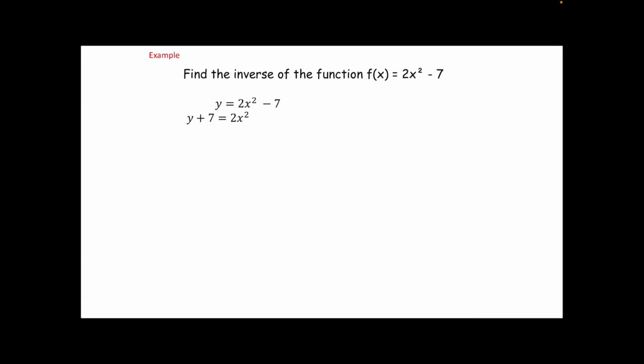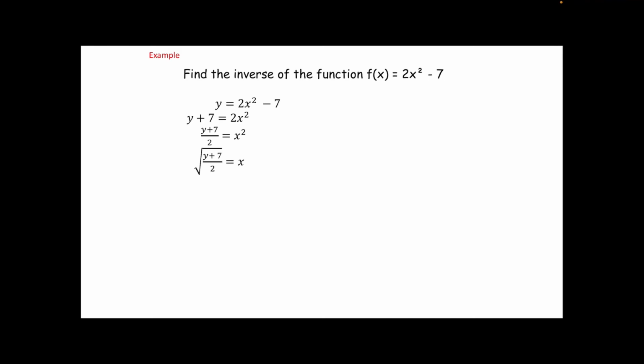We want the x on its own, so we divide both sides by 2, which gives us x squared equals (y plus 7) over 2. We want the x on its own, so we now square root both sides. This gives us x equals the square root of (y plus 7) over 2.